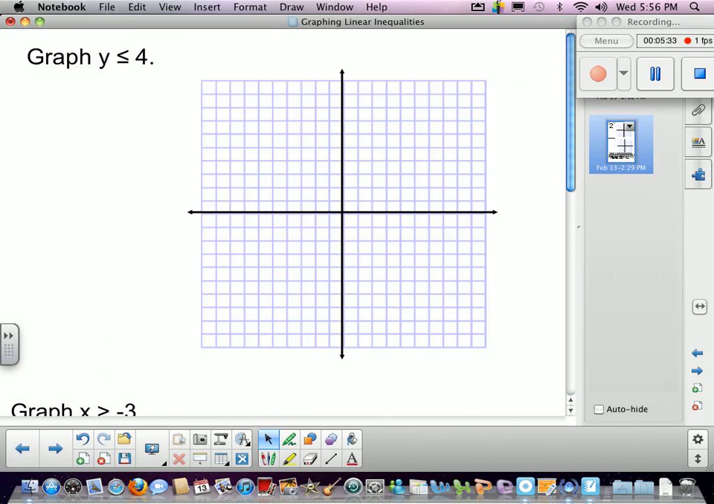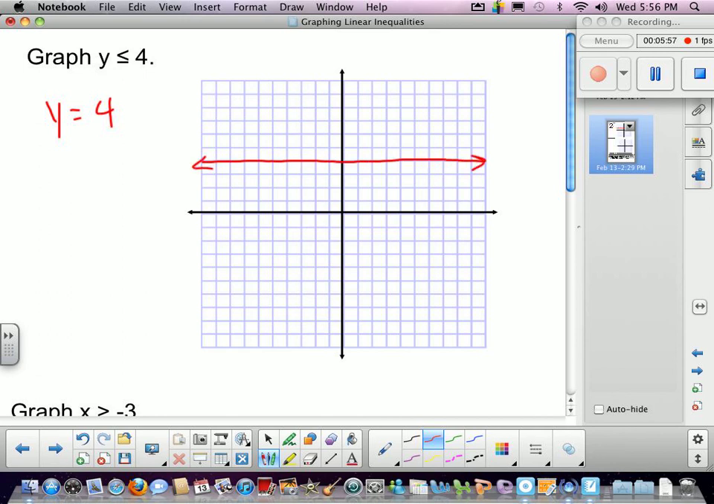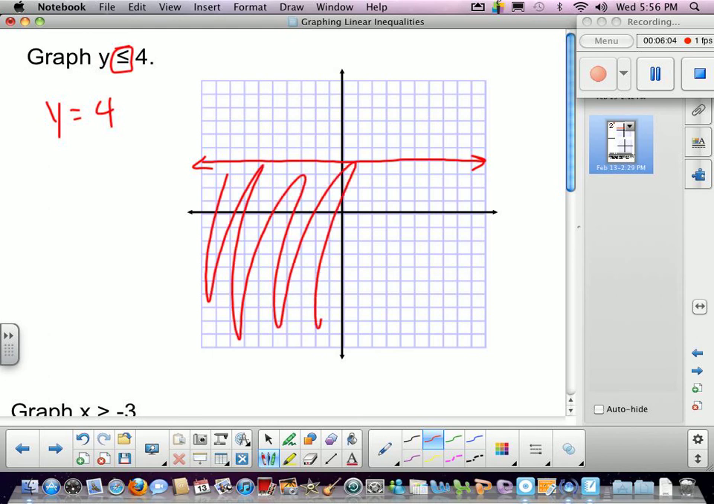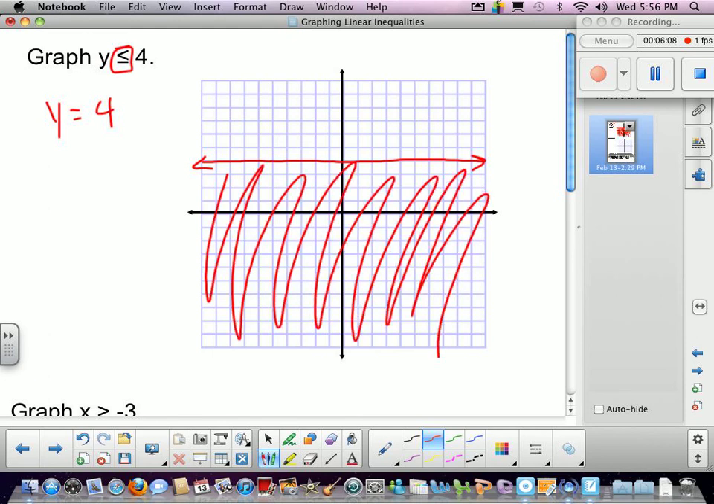All right, a few more examples. All right, these are special cases here where we have y is less than, greater than, or x is less than, greater than, or equal to, that sort of thing. All right, so the first thing we need to think about is what does the equation y equals 4 look like? So y equals 4 is horizontal, so we go up to 4. And the reason it would be solid is because it is less than or equal to. And because it's less than, we would shade that region below.